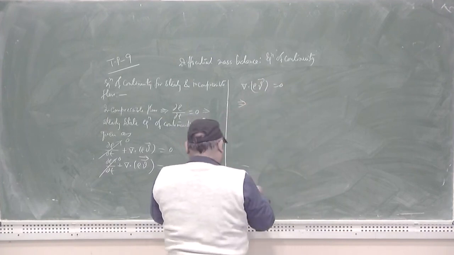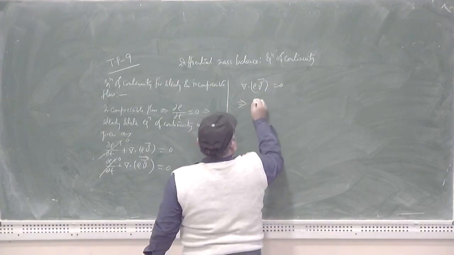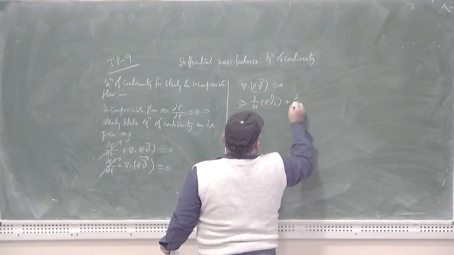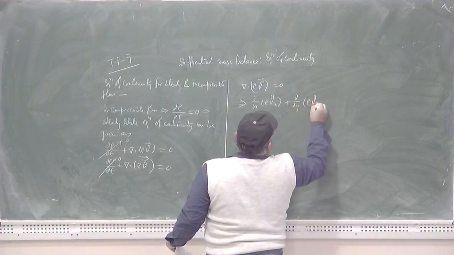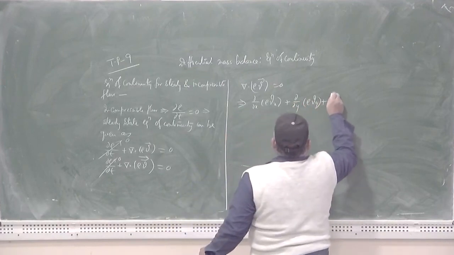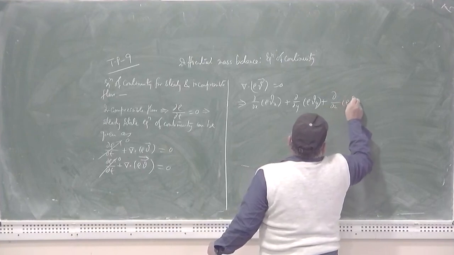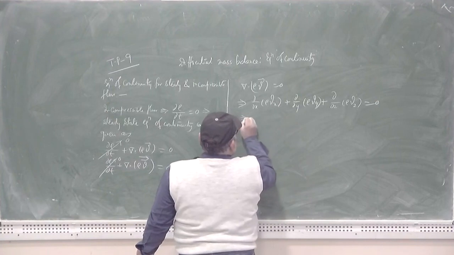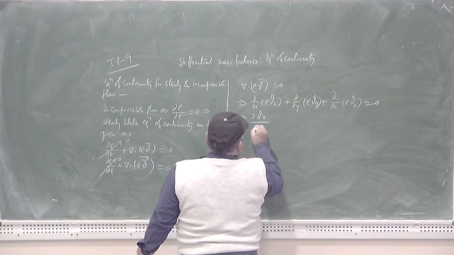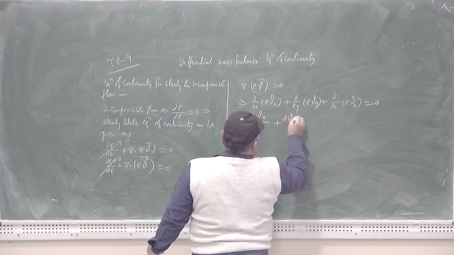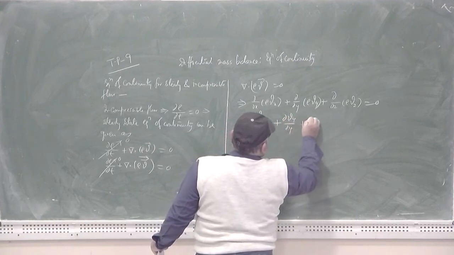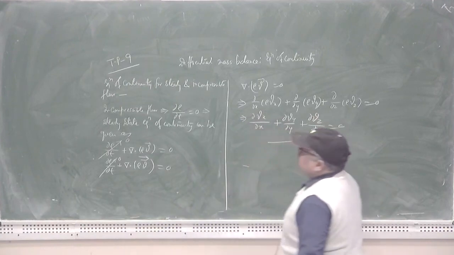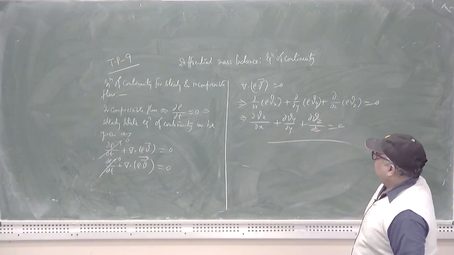It means del by del x of rho vx plus del by del y of rho vy plus del by del z of rho vz is equal to 0. Since rho is a constant quantity, the form of the equation is del vx by del x plus del vy by del y plus del vz by del z is equal to 0. This is the equation of continuity for the laminar flow.